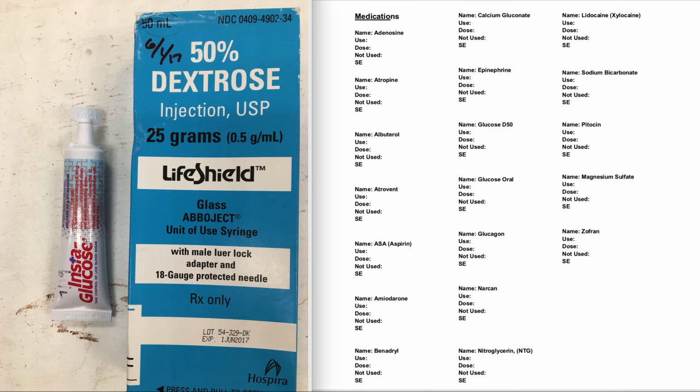Both the oral and the IV form of dextrose or glucose is used for a low blood sugar condition called hypoglycemia.